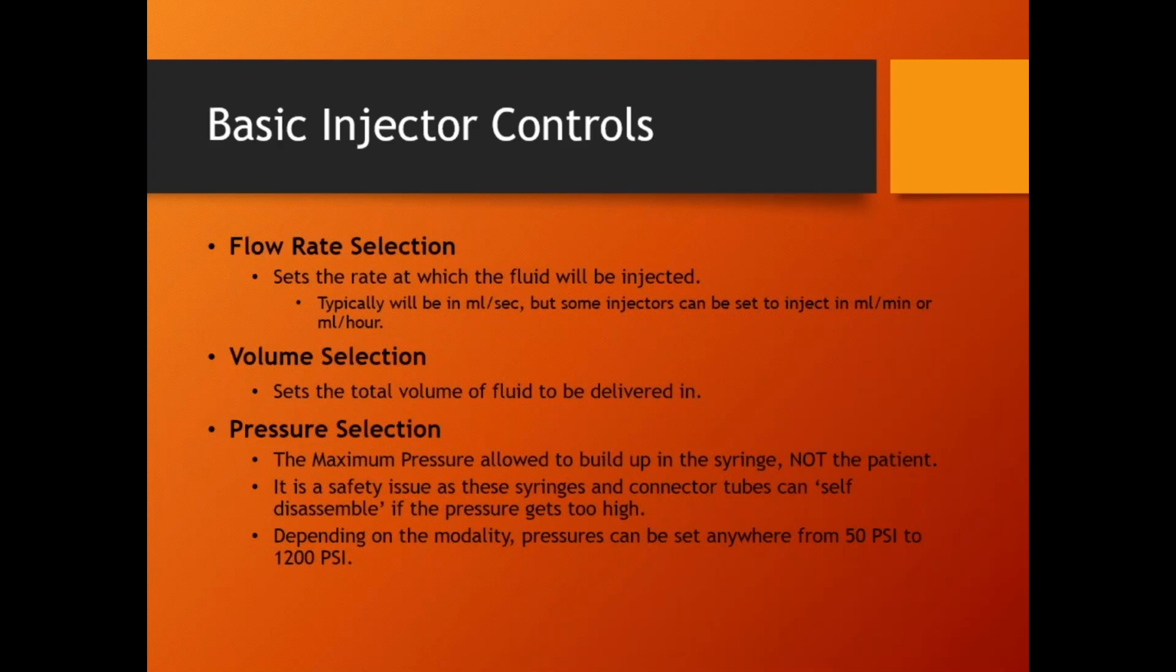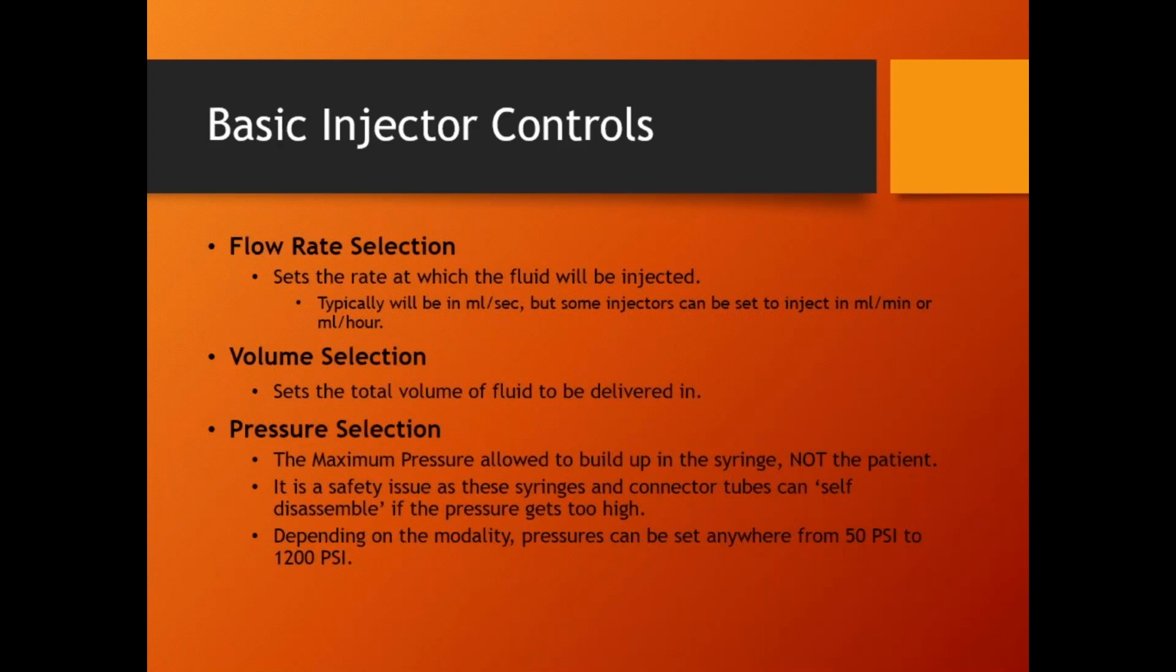So there's 1,000 PSI here, there's 1,000 PSI up to this point, okay? So if you think about it, you have your syringe, you have your connector tubing, and you have your catheter that's inside the patient. Which of those three components would we least like to explode during the actual injection? The catheter.